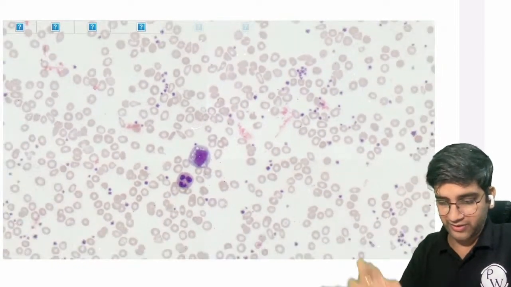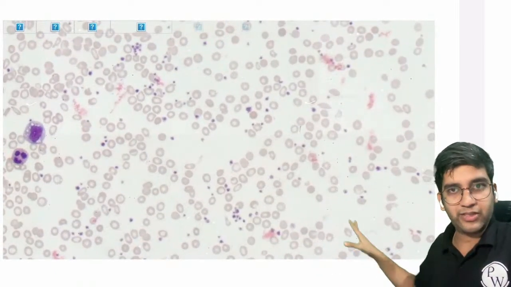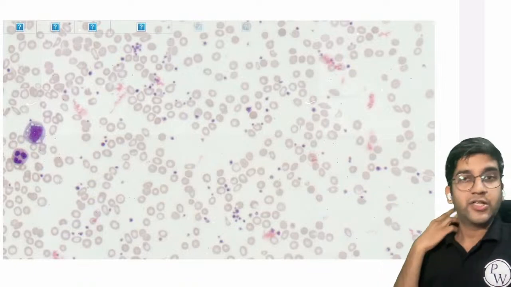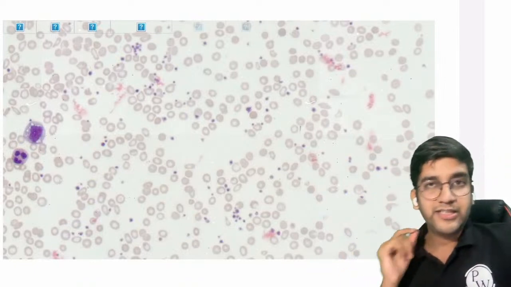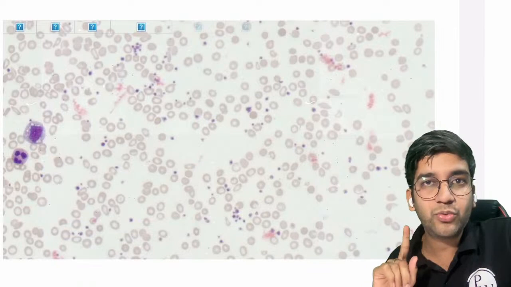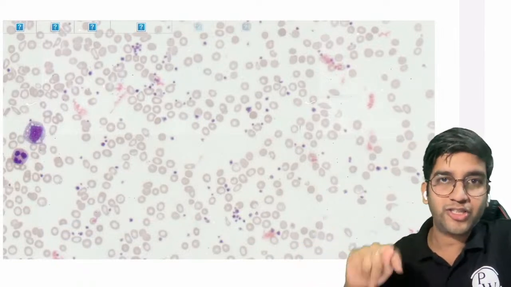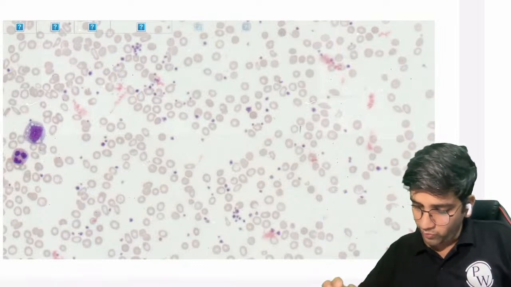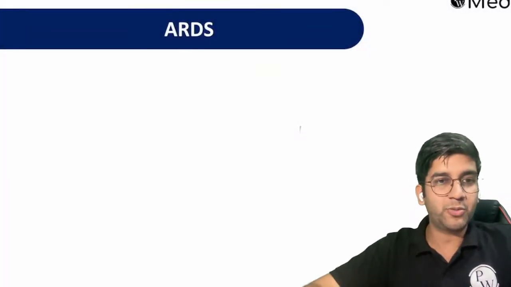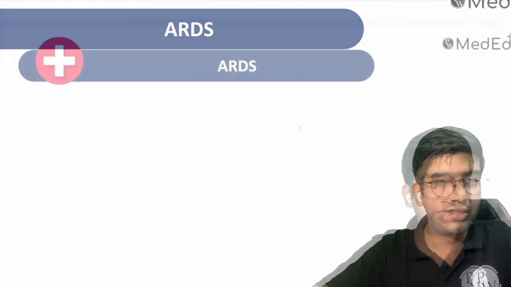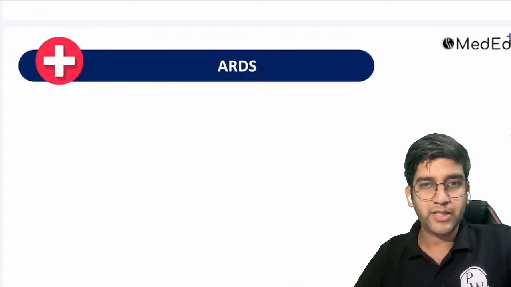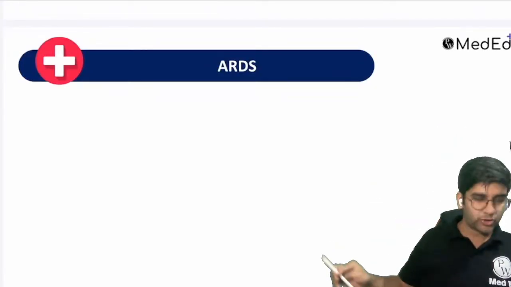But how many platelets are there? Lots of them, right? There are lots of tiny, tiny blue dots. So everything you study can be easily seen. If you're not able to correlate something you studied, either we are studying wrong or the disease is idiopathic. So hopefully in future the disease will not become idiopathic and we will learn every piece of information required for us. Okay, let's go back to our ARDS.